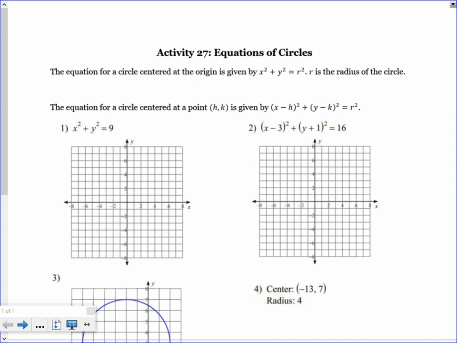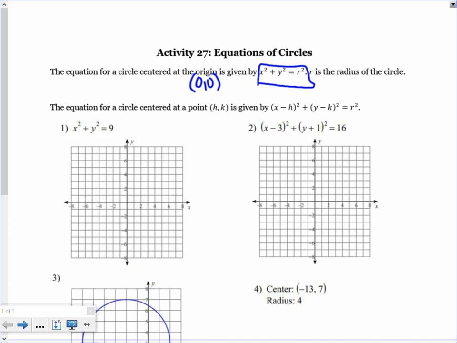All right, so today we're going to be looking at activity 27, looking at equations of circles. The equation for a circle that is centered at the origin is given by x squared plus y squared equals r squared, where r is the radius of the circle. Remember, the origin is (0, 0). So if it has the center at (0, 0), your equation is simply going to be x squared plus y squared equals r squared.